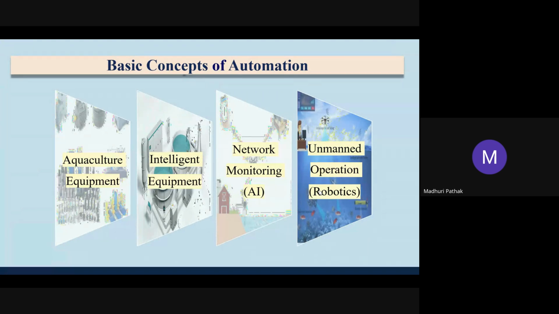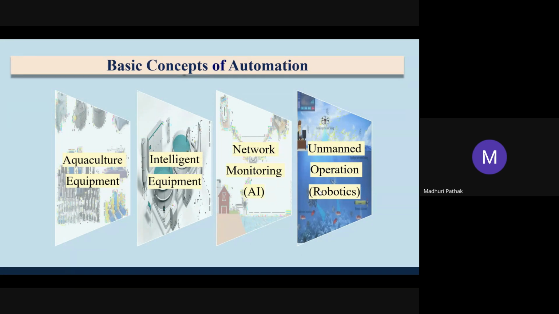But I don't know exactly what is happening with the dissolved oxygen at different time points of the day. So I have to put one sensor which will evaluate the dissolved oxygen at different levels. Once I get the data, it will go to the network monitoring, that means artificial intelligence, and the system itself will start the aerators.